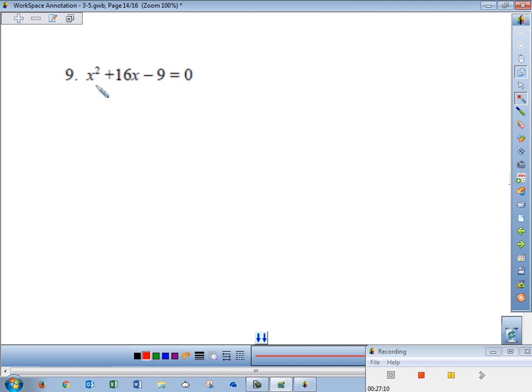Let's see. Hey, is this a perfect square trinomial? Is this a perfect square? Yes. Is this a perfect square? No. So maybe I can easily factor it. It's not a perfect square trinomial, though.